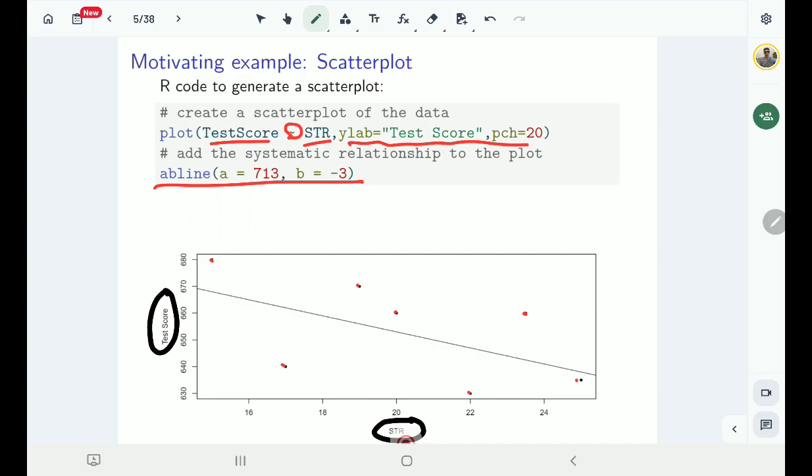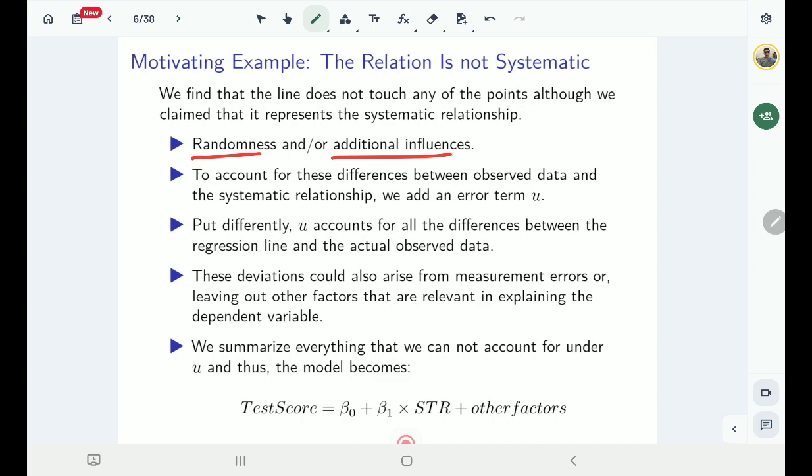Overall trend is downward, but there is no perfect systematic relationship, and we assume that is due to randomness of the data, randomness of the sampling, and randomness of the data generating process, actually, additional influences maybe. To account for these factors, we change our linear model a little bit by adding the so-called error term U. Everything that we could not account for will go under the error term U.